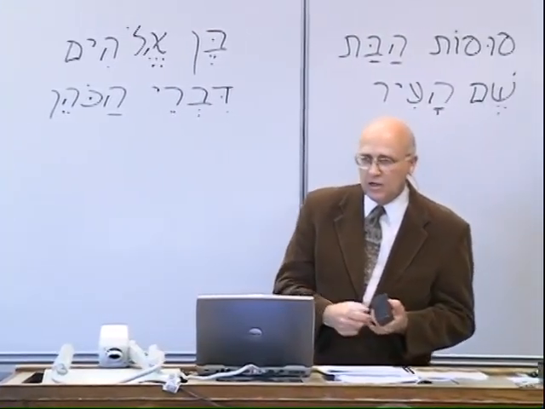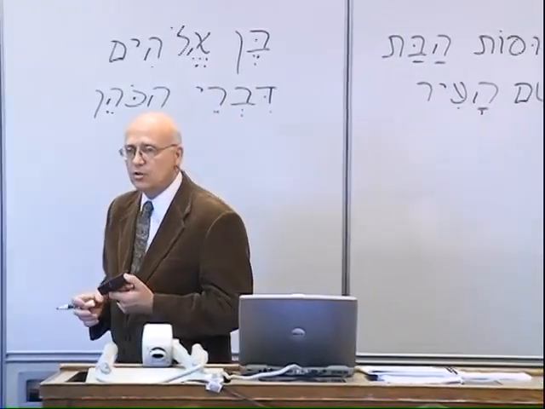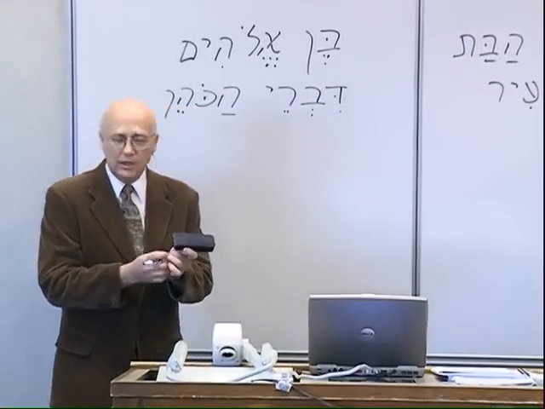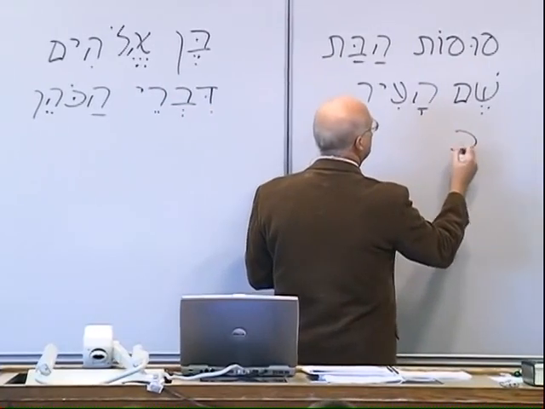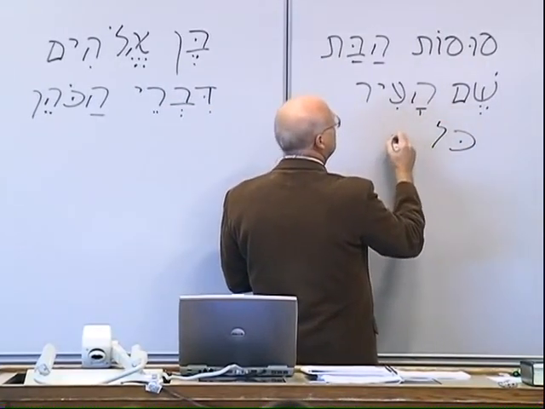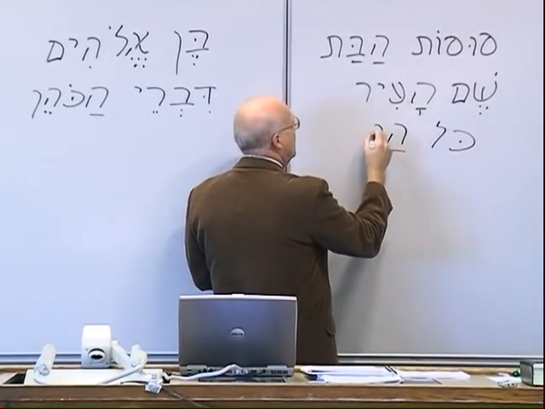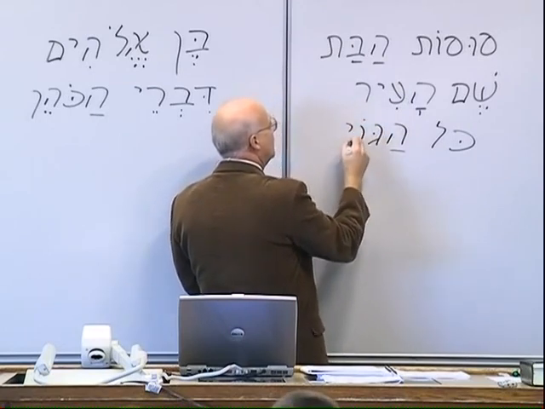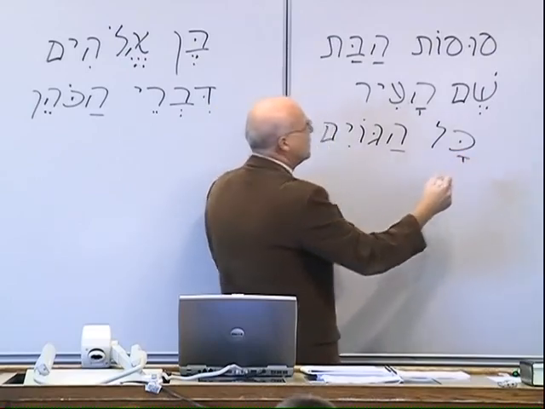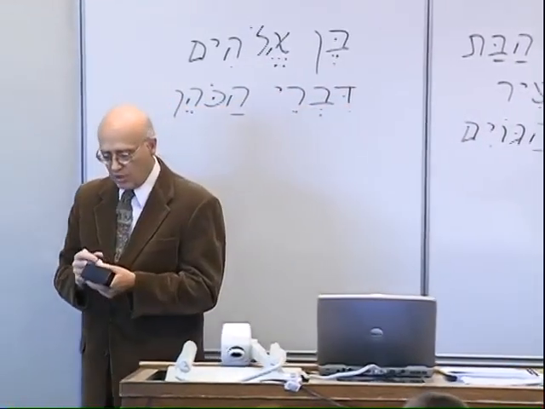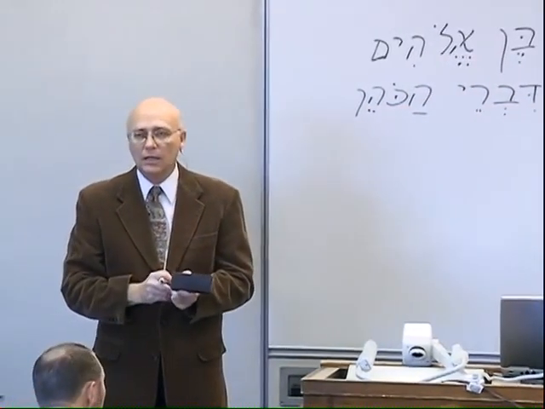And all of the nations. All of the nations. Eric? Kol Hagoyim. Okay. Hagoyim. The construct of kol. And it's Qamets Hatuf, right. Kol Hagoyim. All right.